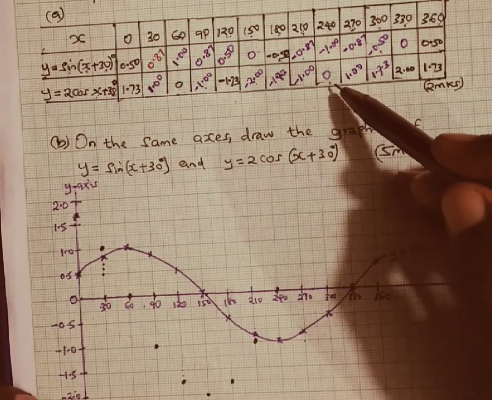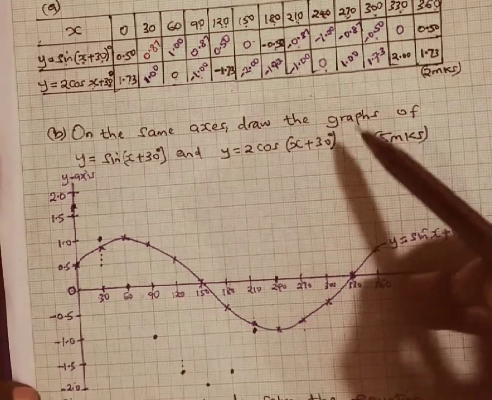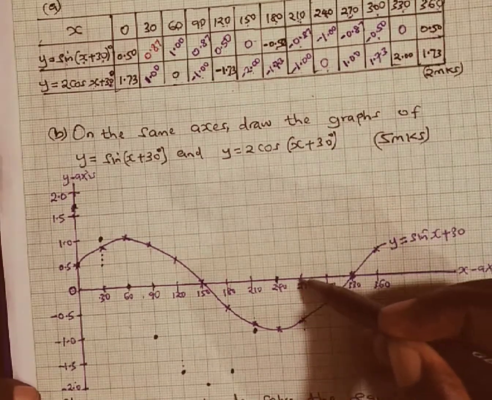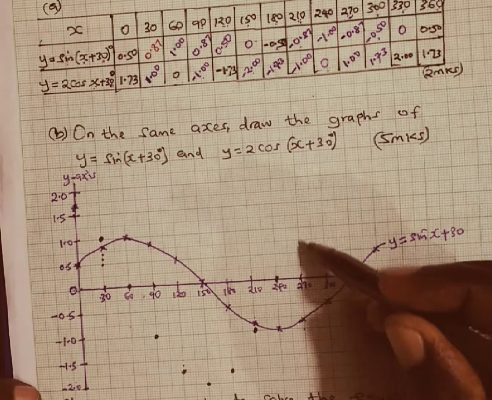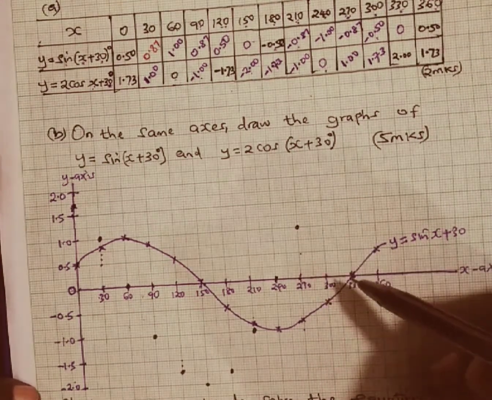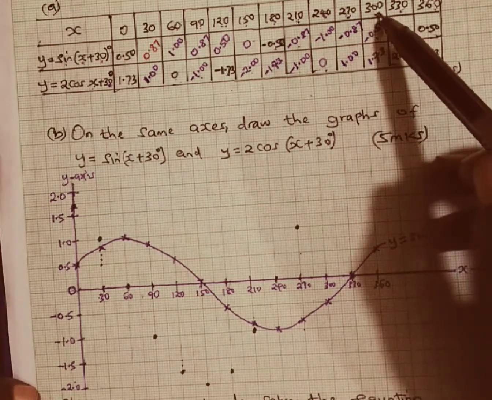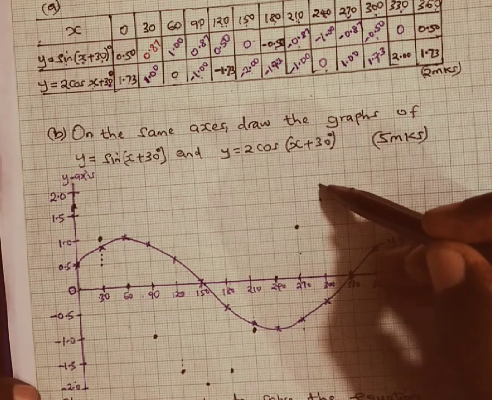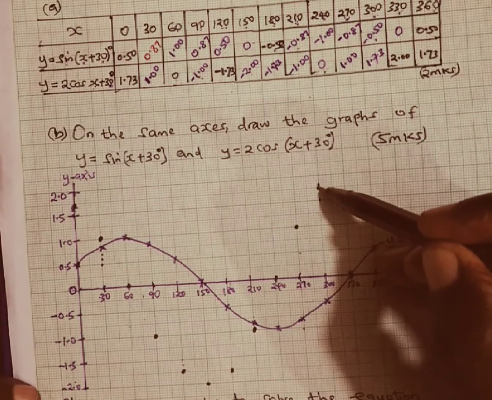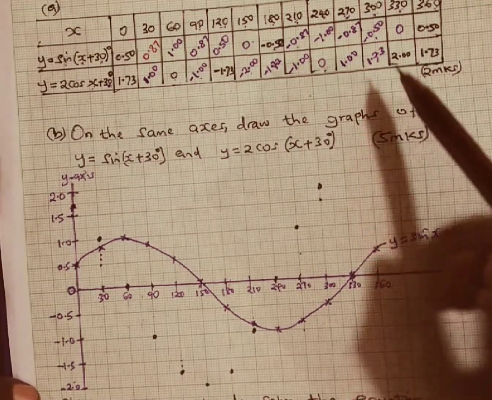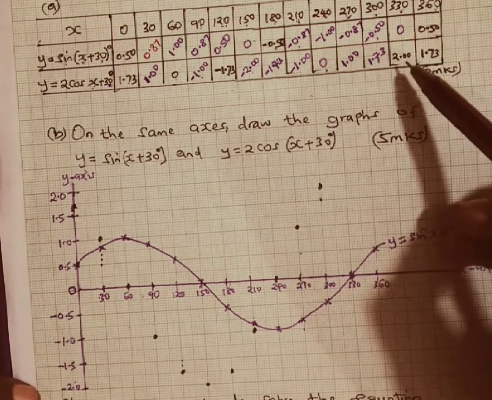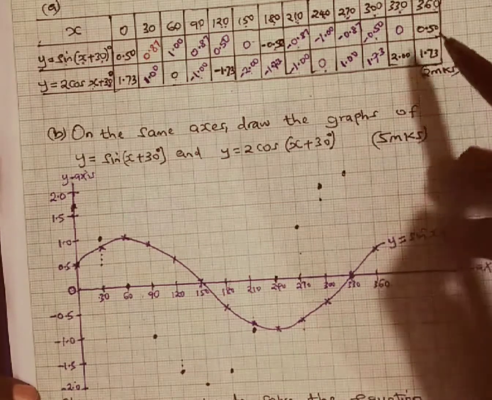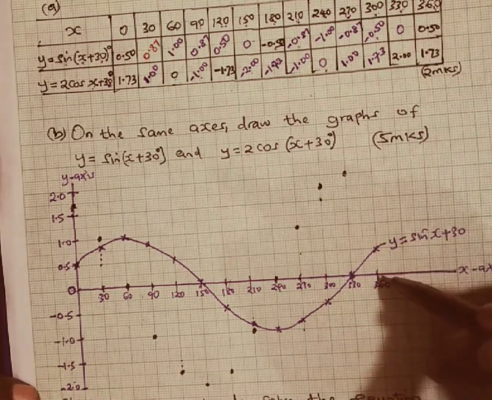And when x is 270, the value of y is positive 1 here. And when the value of x is 300, y is 1.73, and 1.73 is somewhere there. And when the value of x is 330, the value of y is 2. And when it is 360, it is 1.73.